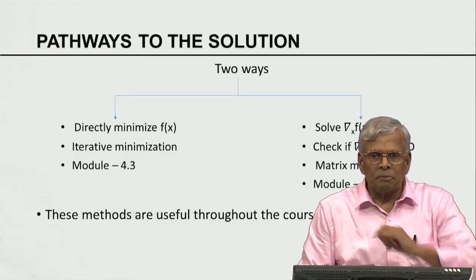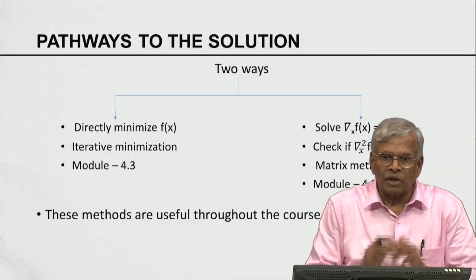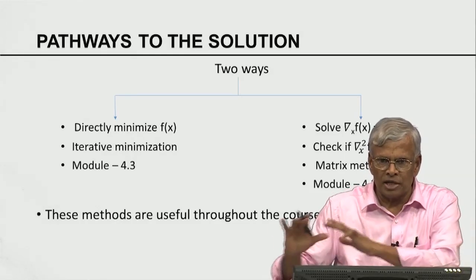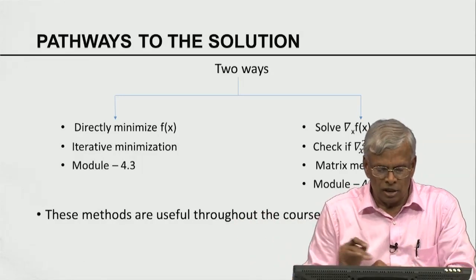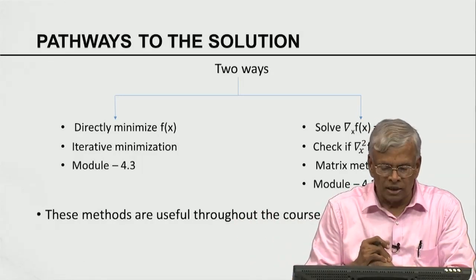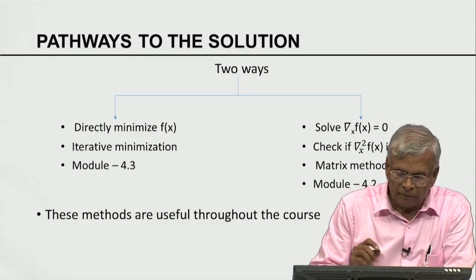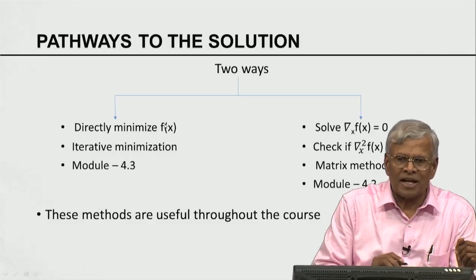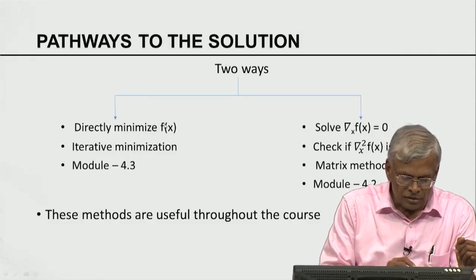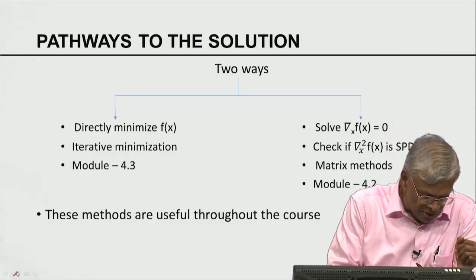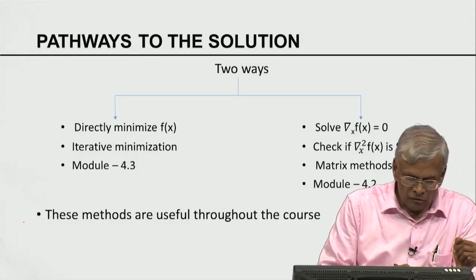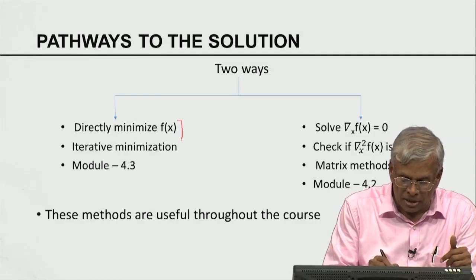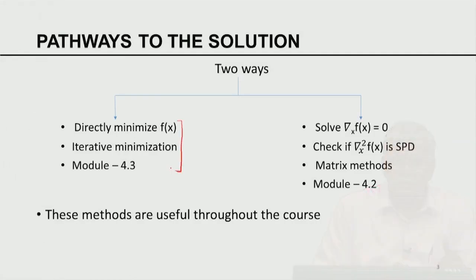Now, the pathways to the solution. We have to convert that mathematical formulation to actual numerical computation leading to the numerical methods for solving the problem. There are two ways to approach this. One is to directly minimize f of x. This leads to the so-called iterative minimization algorithms. We are going to talk about these iterative minimization algorithms as a part of the module 4.3, coming attractions.